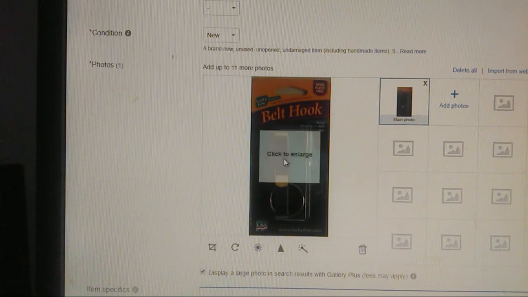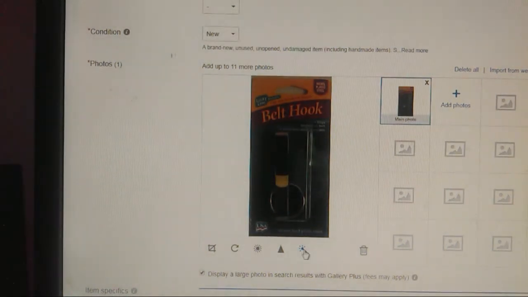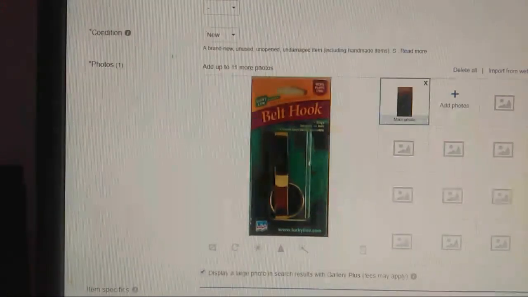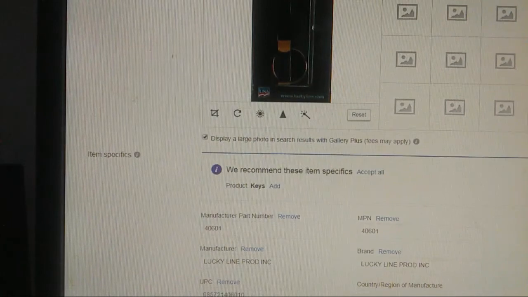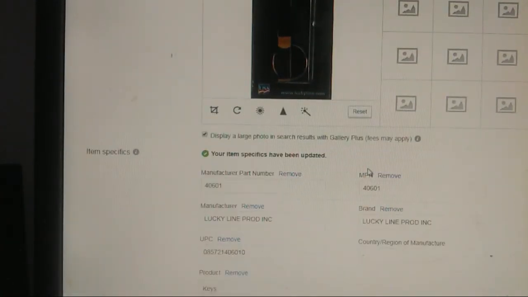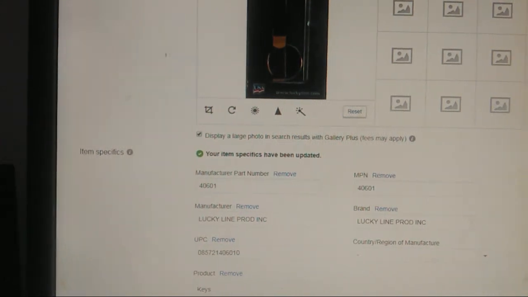Now, if it looks a little dark to you, eBay has this feature down here, this little magic wand called Auto Adjust. You can hit that and make it look a little bit lighter, maybe a little bit easier to read. I like the way it looks, so I'll keep it with the Auto Adjust just to make sure it looks a little bit nicer. Okay, so now my picture is singular. They're also recommending some item specifics. I always accept the item specifics that eBay recommends unless they just absolutely do not match what you are talking about, which is rare. Okay?